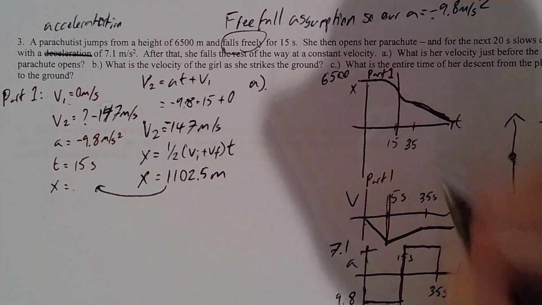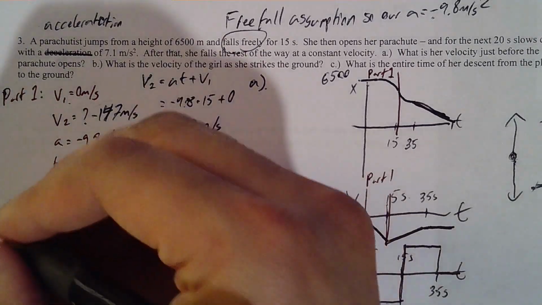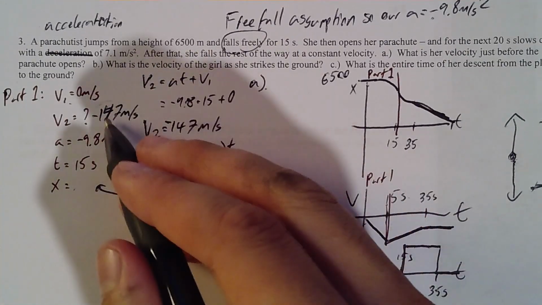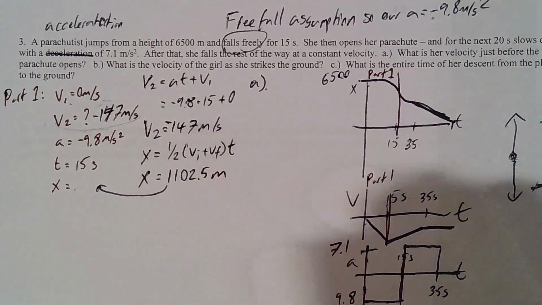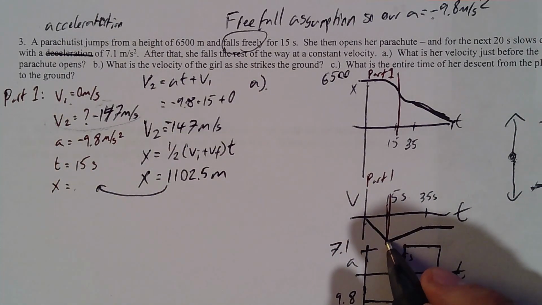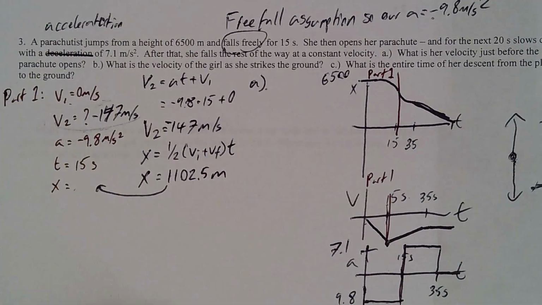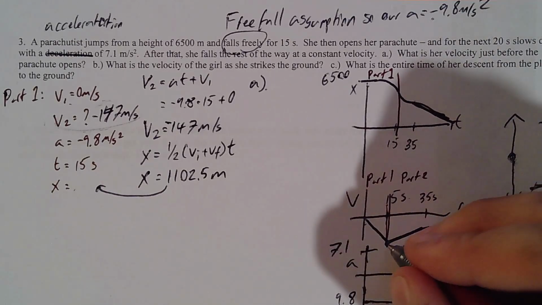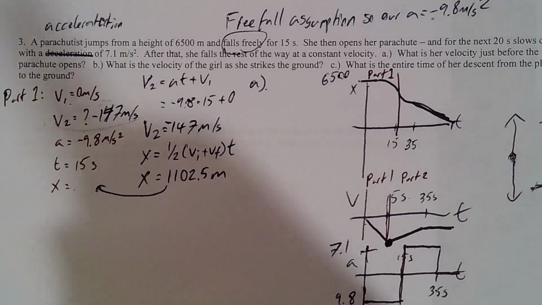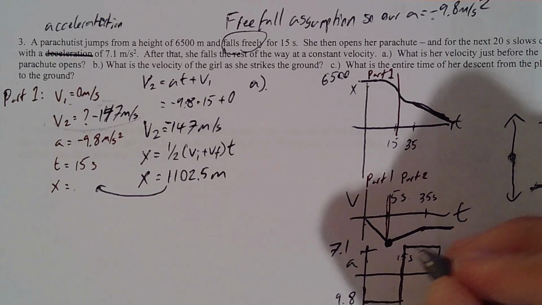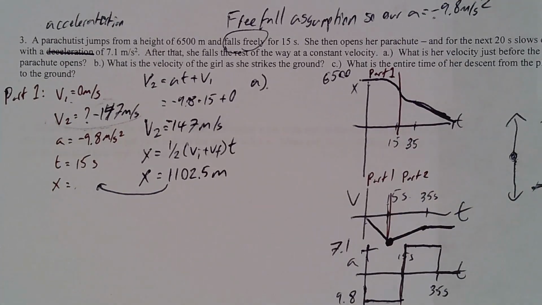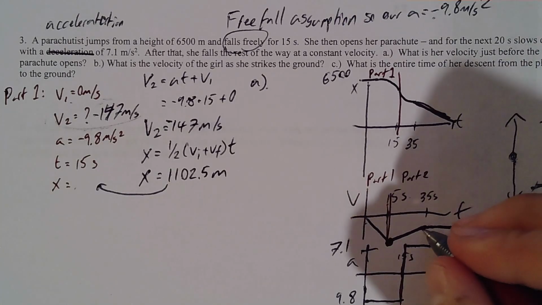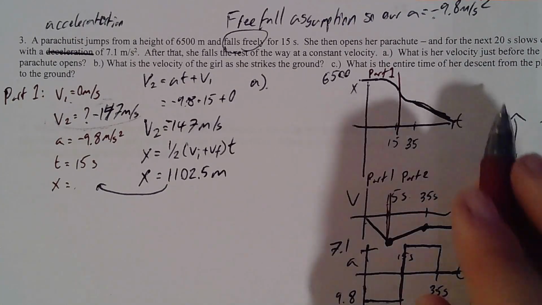If we note then, this speed right here, our V2, that is our starting velocity during part 2. So when we go to part 2, our old final velocity is going to become our new initial velocity, and we'll have a different final velocity.